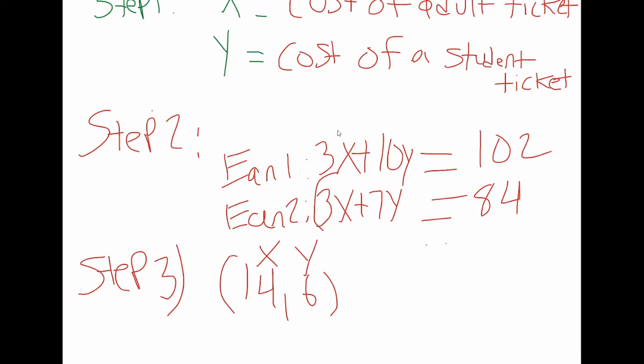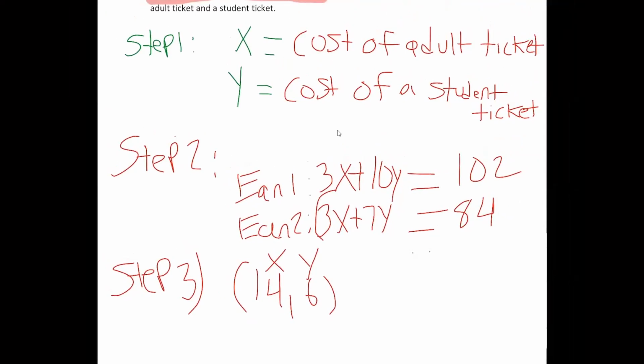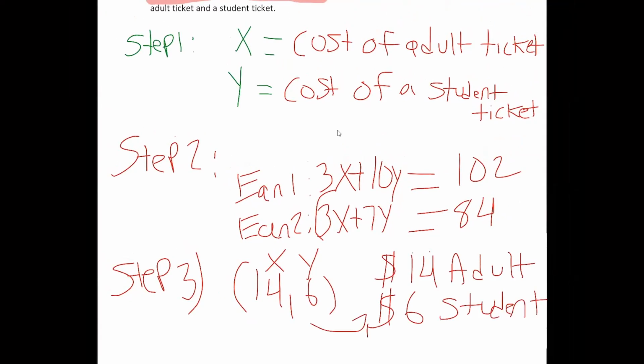So based on what we defined above, x was the cost of an adult ticket. So what we just found is an adult ticket is $14. A student ticket is $6. You're gonna have a couple questions in Delta Math where they're gonna make you put the numbers by what they mean. It's important when you do a word problem to write your answer in terms of what it actually means, in terms of the context of what you're talking about. So this would be your answer.